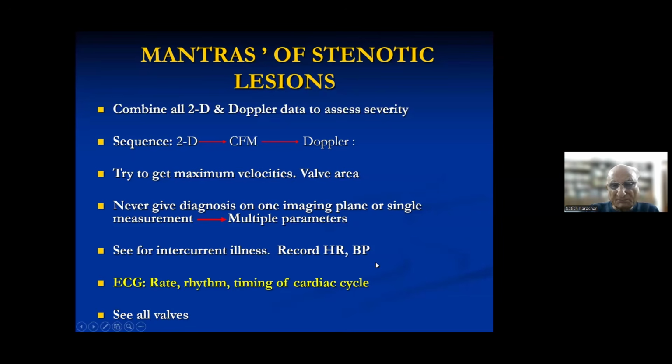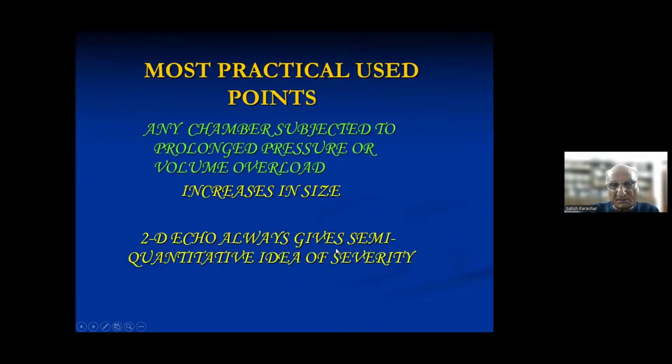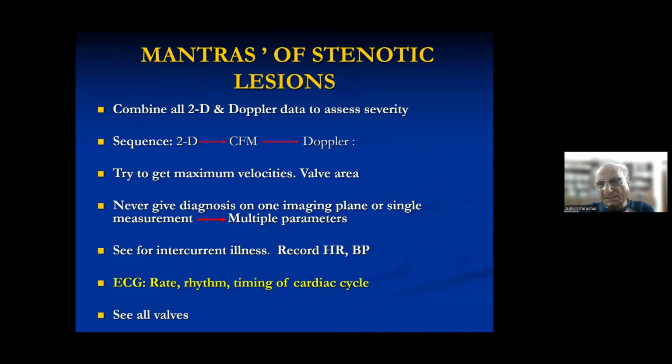Record heart rate and blood pressure in every valvular heart disease, because it has a bearing. If today I do it at a heart rate of 60 and somebody does it at a heart rate of 100, the values will be different. And as we have repeatedly stressed, always have an ECG. Never do an echo without an ECG. Sometimes you are in a hurry, but it takes hardly 1 minute. Because unless you have an ECG, you cannot know the rate, the rhythm, what is systole and diastole. Remember, in any valvular lesion, see all the valves.